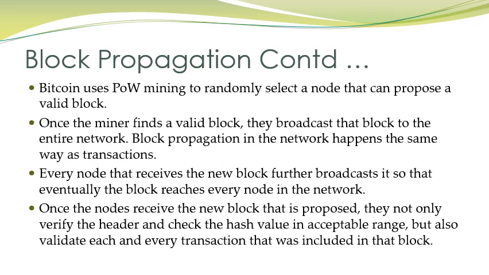Bitcoin uses proof of work mining to randomly select a node. The nodes in the Bitcoin network compete with each other to propose a valid block. Once the miner finds a valid block, the miner will broadcast that block to the entire network. Block propagation happens the same way as transactions. Every node that receives the block sends it on to two peer nodes, so that eventually the block reaches every node in the network.